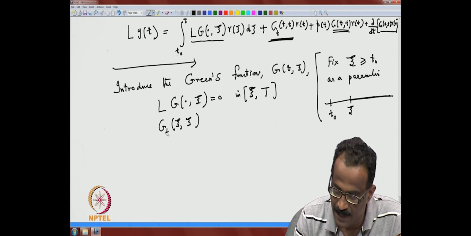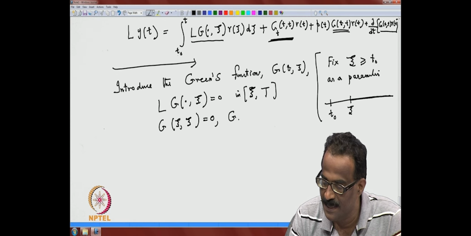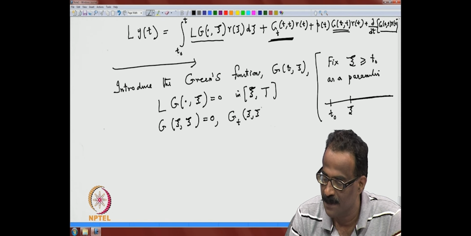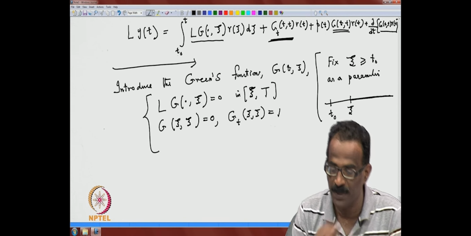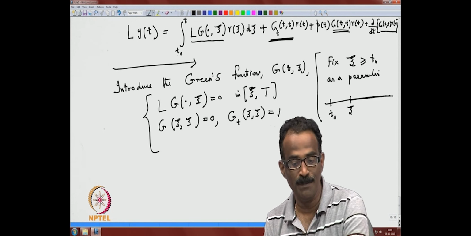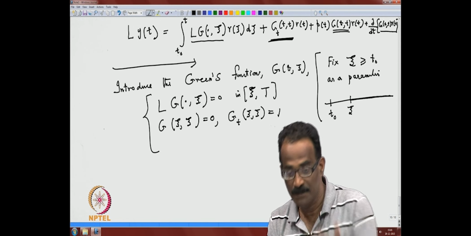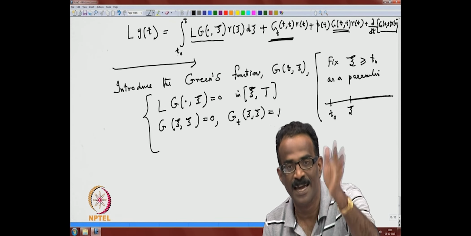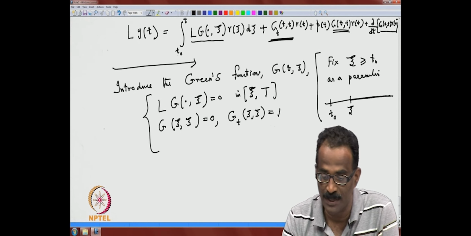I want G(t, psi) equal to 0, and G_t at psi equal to 1. So, you see R is not coming into the picture here. So, you introduce this problem. Now, this problem, by uniqueness, has a unique solution which is smooth enough, so that everything I have done can be justified. So, you are introducing this problem.